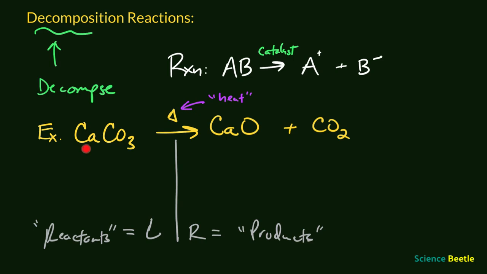And so here now we notice we have one calcium on the left, one calcium on the right. We have one carbon on the left, one carbon on the right. And so that means that we're going to have to look at the oxygens last here. 3 oxygens on the left. There's 1 oxygen on the right in the calcium oxide, and then 2 oxygens in the carbon dioxide, for a total of 3. So this particular reaction is balanced. And if I were to put the overall coefficients here for this would be a coefficient of 1, 1, and 1.